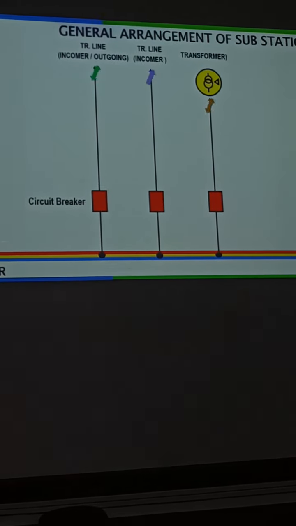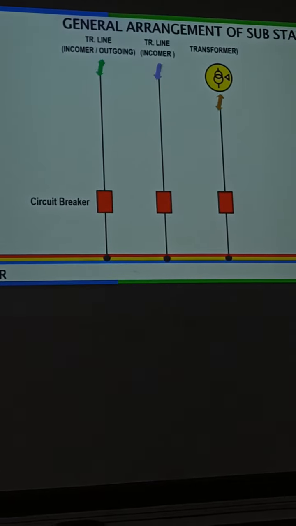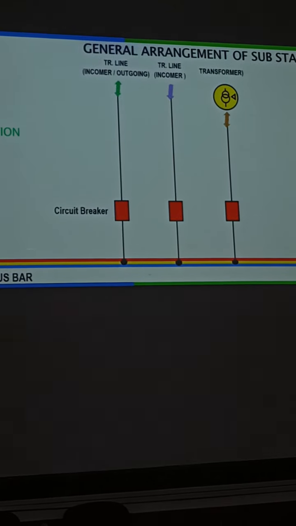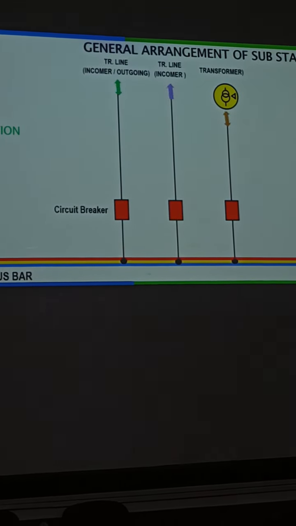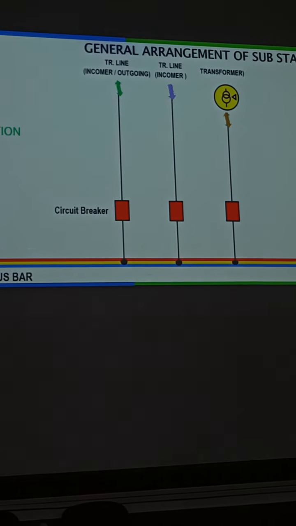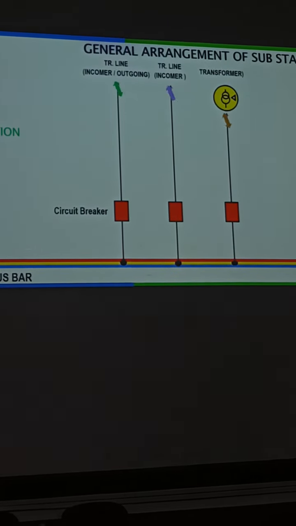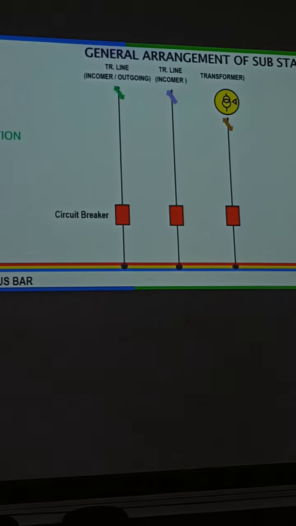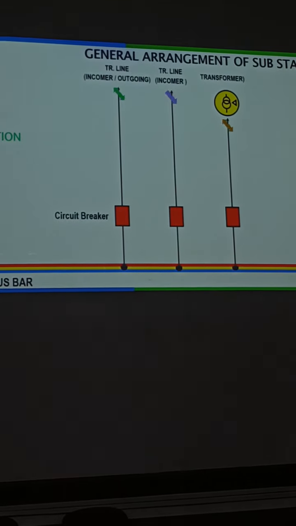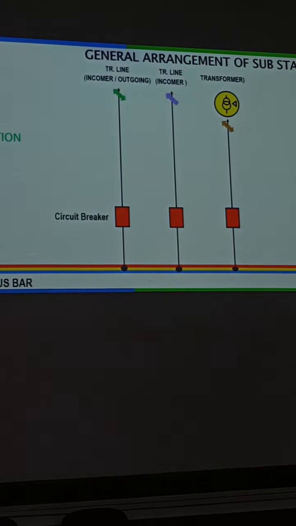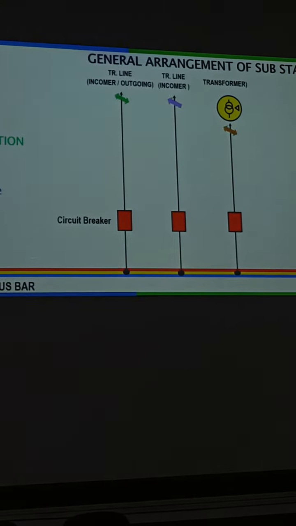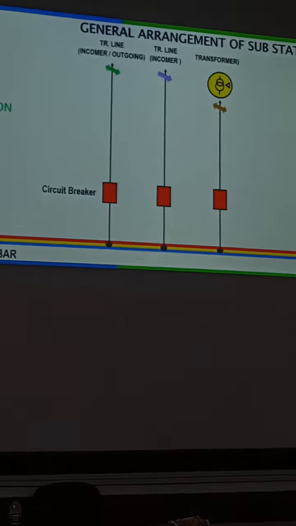For maintenance, what is required? Suppose you have a circuit breaker and you want to do the maintenance. Can you do it right now in this condition? No, because you will be exposed to high voltage. So you need isolation. You require to isolate the equipment for doing the maintenance.